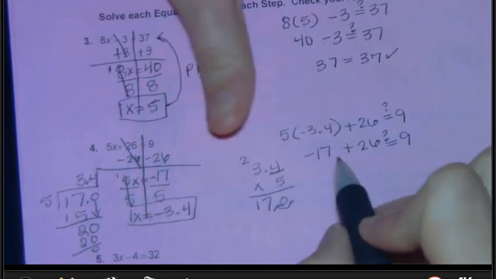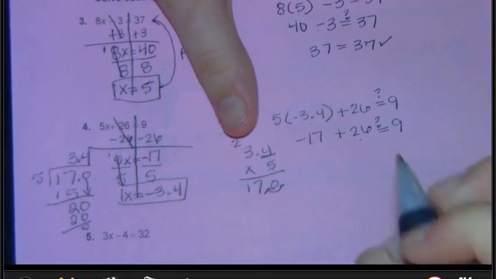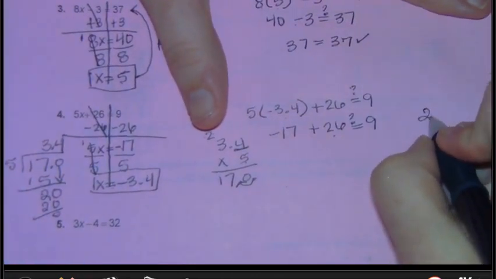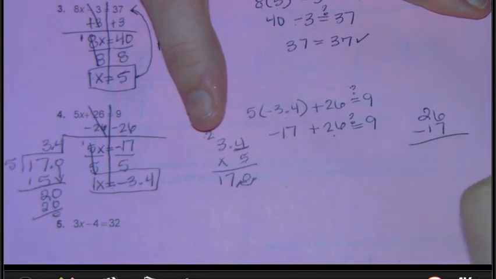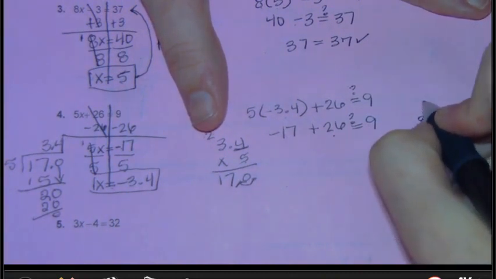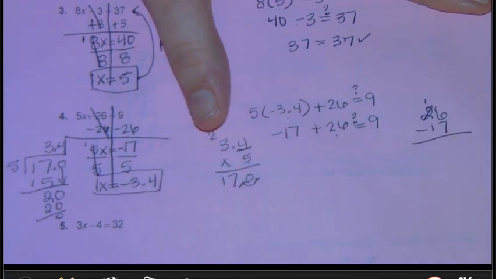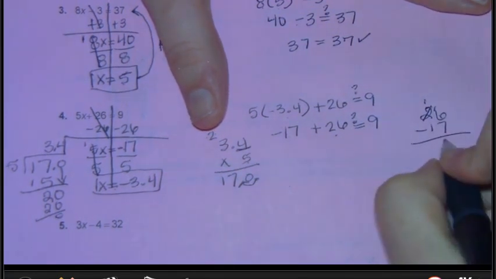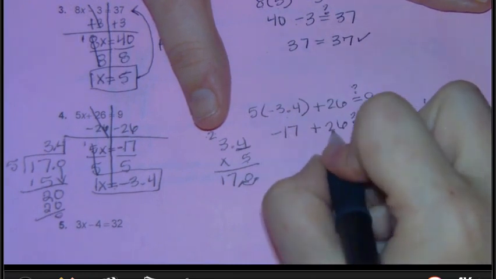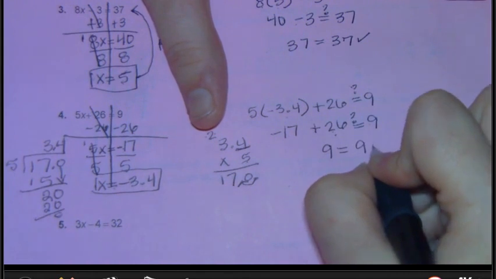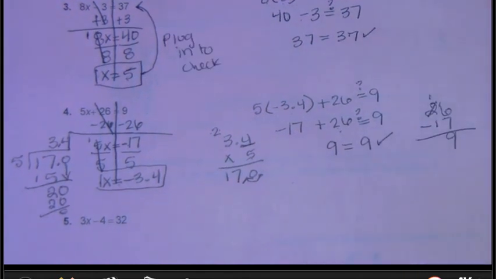Well, take a look. I have a negative and a positive, so I really need to subtract my two numbers. So I'm going to go over here. Yep, y'all can still see. I cannot do 6 minus 7, so I need to borrow and carry. I can do 16 minus 7, and that's going to get me 9. And 26 was bigger, and it's positive, so it's 9 is equal to 9. So negative 3.4 is our true answer.